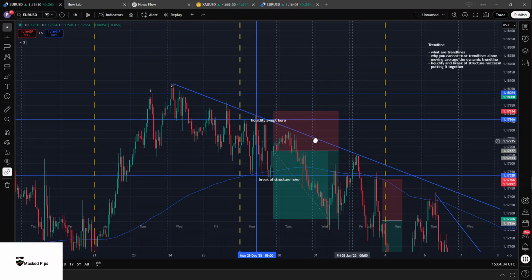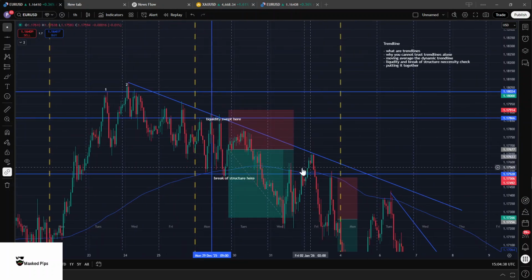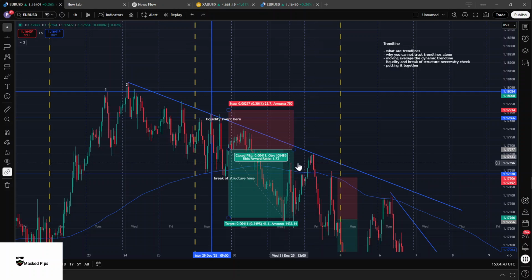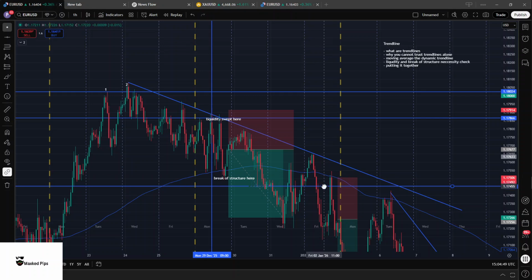As you can see, the same happened here. Market came back up to the trend line, it took out liquidity here, and you wait for a breakup structure that occurred here. Breakout structure occurred here, and you would have taken your trade here, or you'd have waited for market to go back up as it did here and close the FVG.